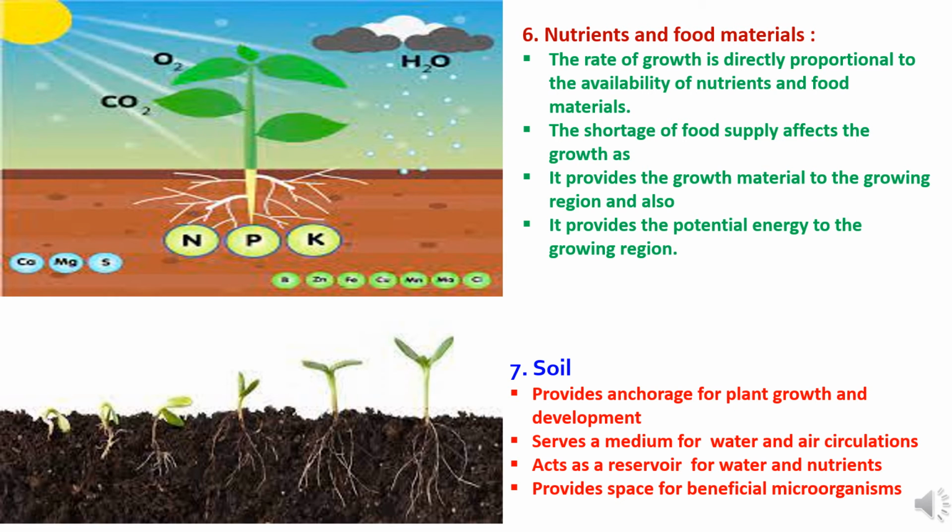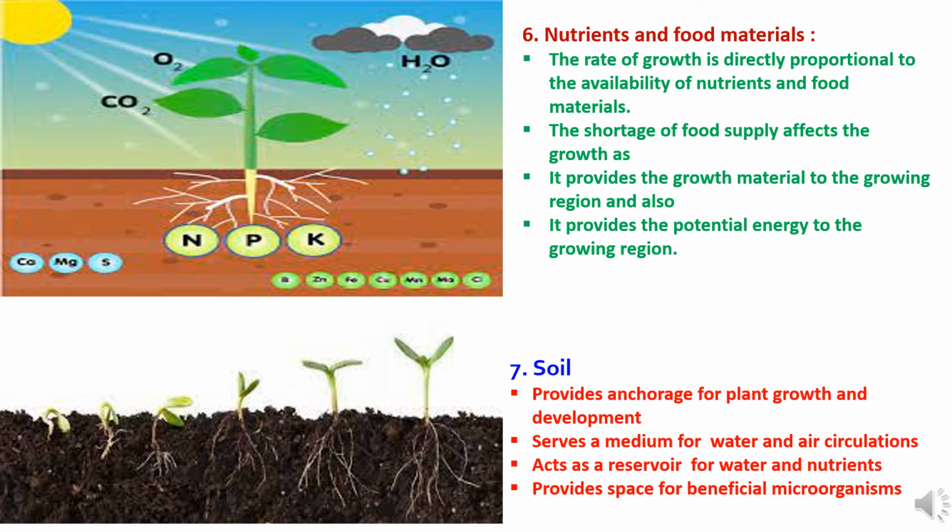Sixth factor is nutrients and food materials. The rate of growth is directly proportional to the availability of nutrients and food materials. The shortage of food supply affects growth, as it provides the growth material to the growing region and also provides the potential energy to the growing region.